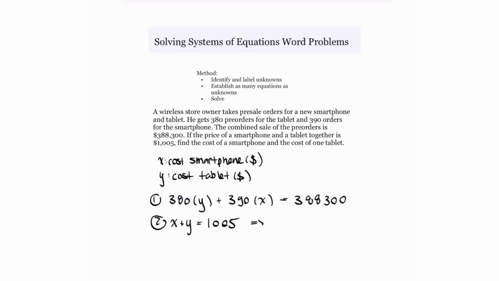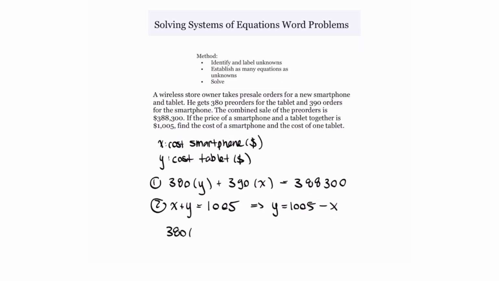So when we write that out, again, we have to use substitution to solve. How do we do this? We isolate a variable in the simpler equation. We plug it into the more complicated one. And we get 380 times (1,005 minus x) plus 390x is equal to 388,300. Now we distribute, right? And then we solve like we normally do.